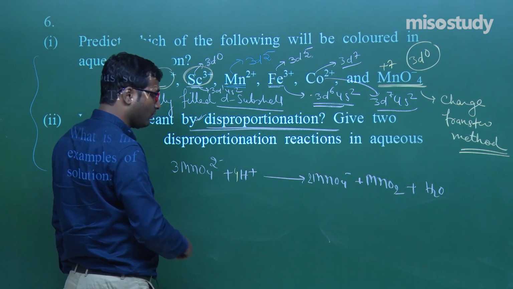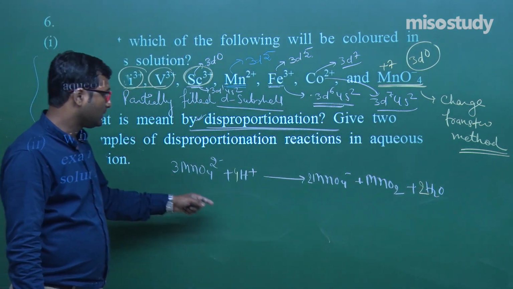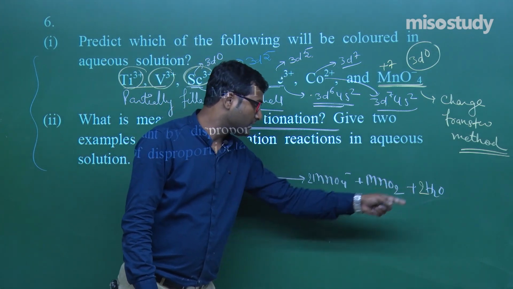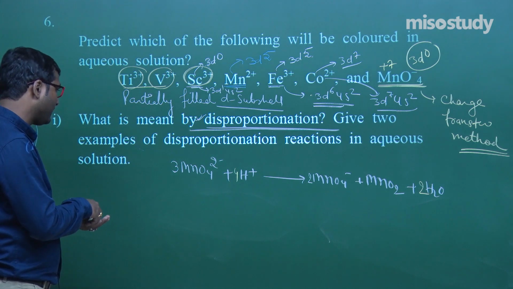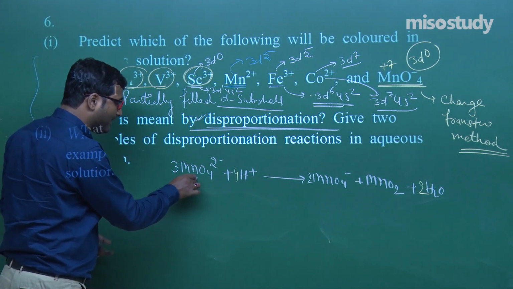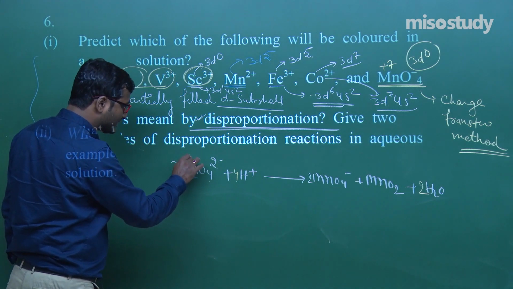If I put here 4 and here 2, now what is the number of oxygen here? 4 times 3 is 12; 4 plus 2 plus 2 gives 8, and 10, so 12 hydrogen H plus. Clear? Now here is Mn. What is the oxidation state of Mn in MnO4 2 minus?